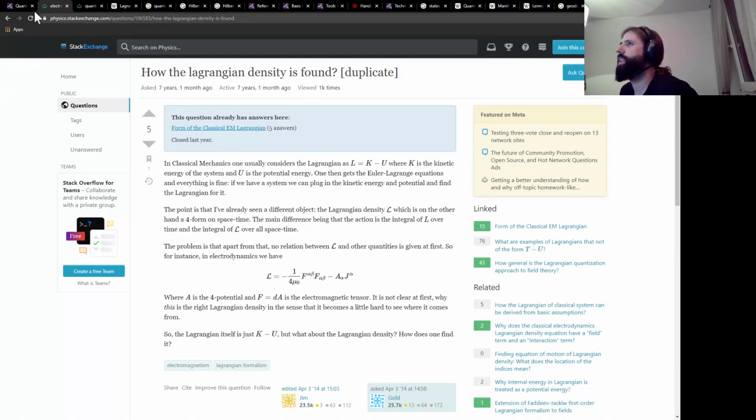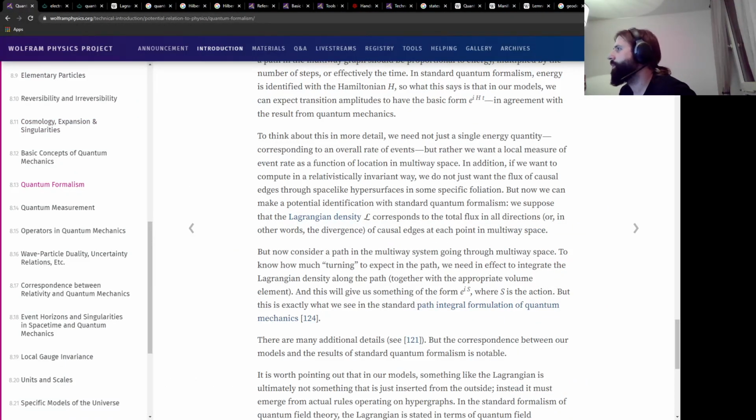What is the Lagrangian density? It corresponds to total flux through paths going through multi-way space. To know how much turning to expect in the path, we need in effect to integrate the Lagrangian density along the path, together with the appropriate volume element. This will give us something of the form e to the power of i S, where S is the action. But this is exactly what we see in the standard path integral formulation of quantum mechanics. What is the path integral formulation of quantum mechanics?